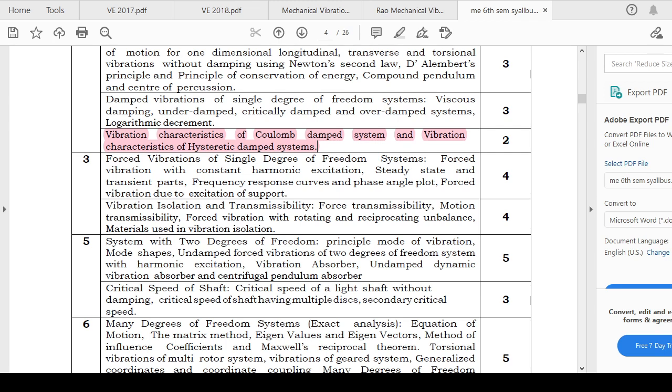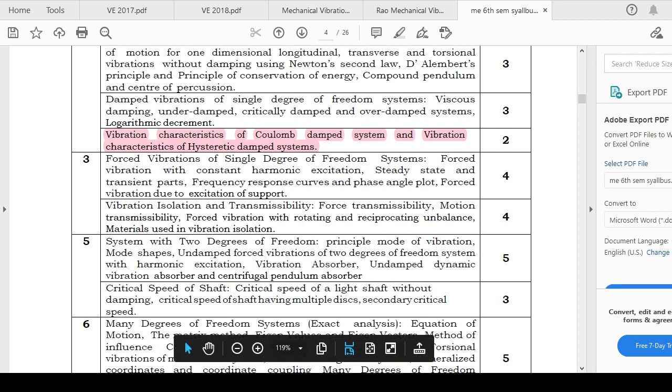Hello friends and my dear students, as we have discussed in the previous video about damped vibration of single degree freedom system, in which we discussed viscous damping, underdamped, critically damped and overdamped systems. We have also seen the logarithmic decrement. If you have missed that part, then go to the numerical of logarithmic decrement, and we will also recall this topic.